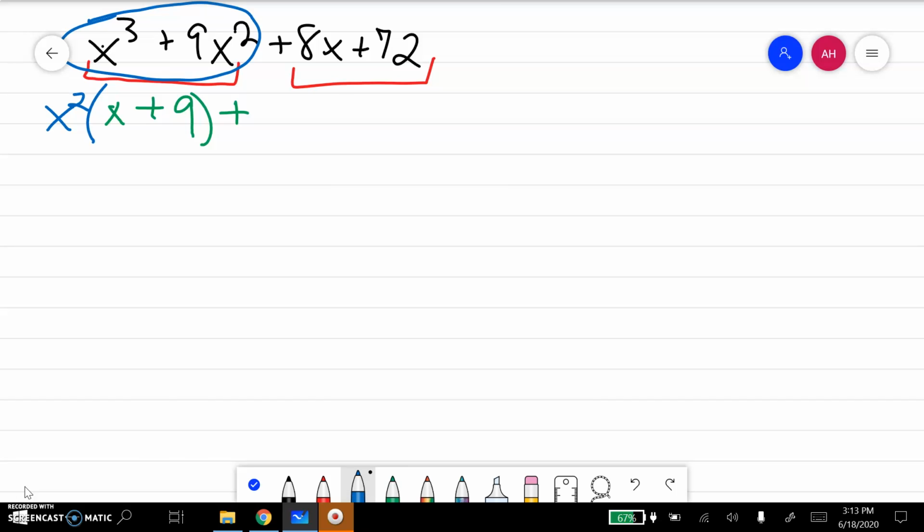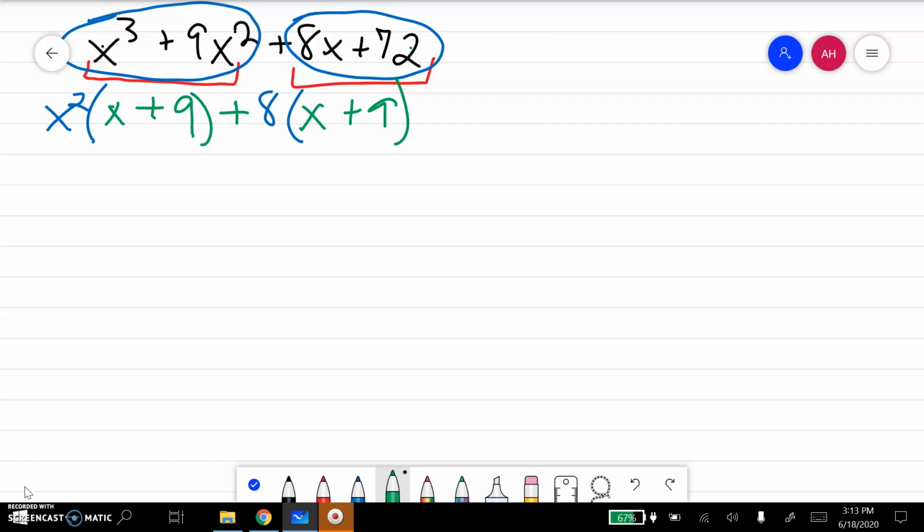Then we're going to do the same thing with the second pair. What they have in common is 8, because 8 goes into both of those. So we take out the 8, and that leaves me with x, and then 72 divided by 8 is 9.